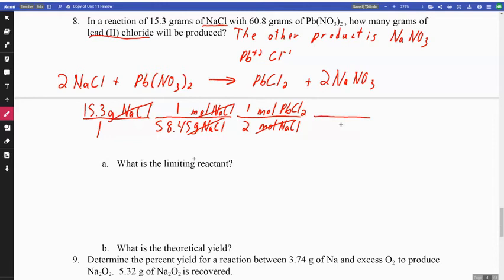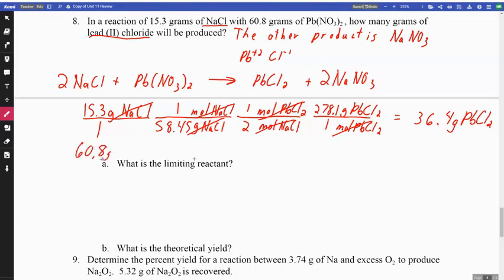So next conversion factor, moles PbCl2, grams PbCl2, 1 next to mole, molar mass next to grams, which is 278.1. Moles cancel out. We're left with grams. That is where we want to be. So now we do our math, and we get 36.4 grams of PbCl2.